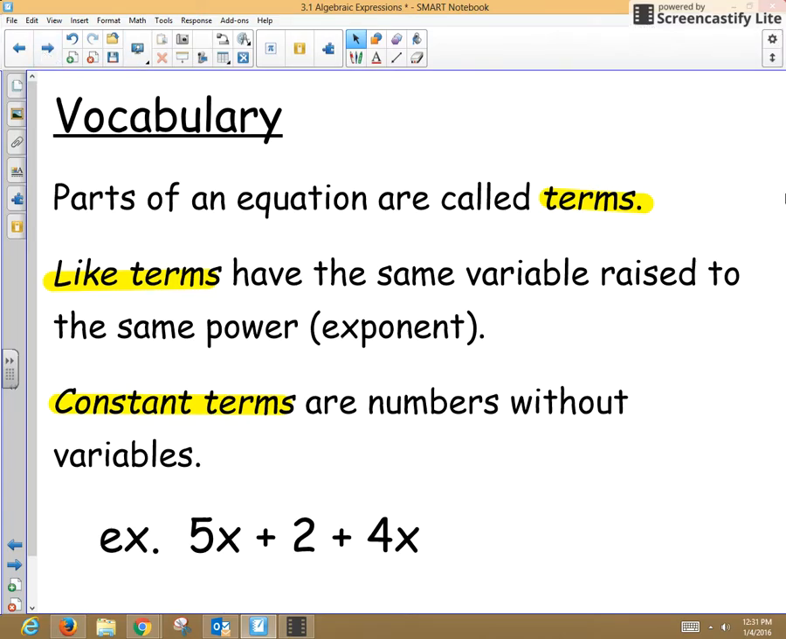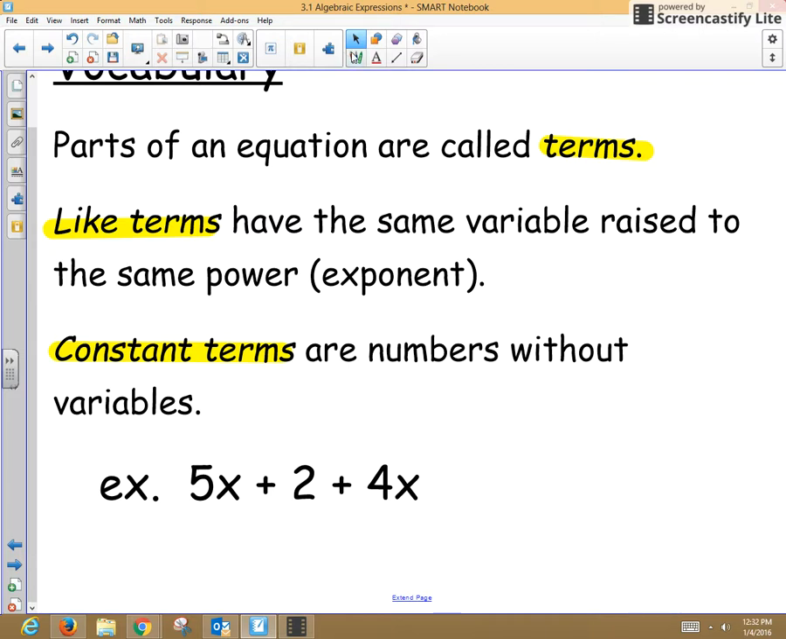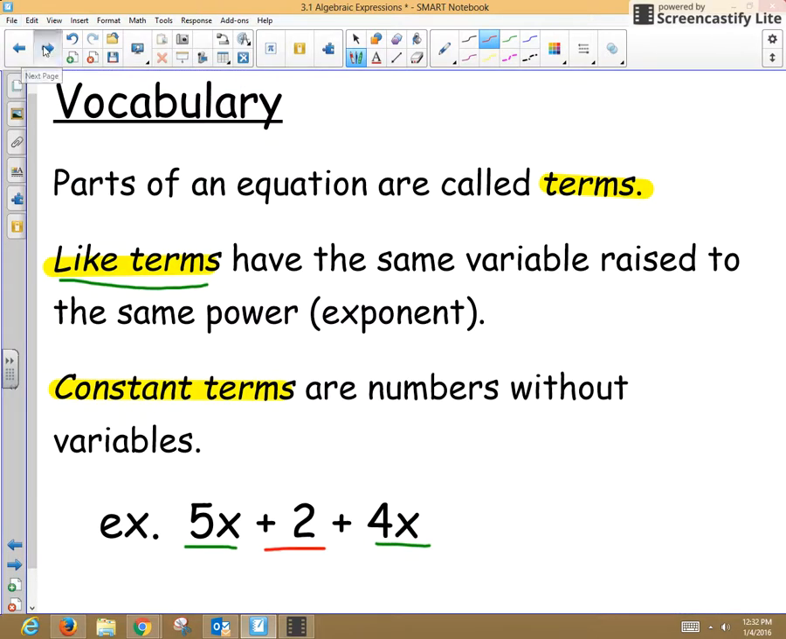Today we are going to start with some vocabulary. First, I would like you to start with the word terms, and I'd like you to copy this down. Parts of an equation are called terms, and they're called like terms when they have the same variable raised to the same power or exponent. Constant terms are numbers without any variables. So in this example, 5x and 4x are like terms because they have the same variable. And the constant term in this example would be the 2. So write this down and let's continue.